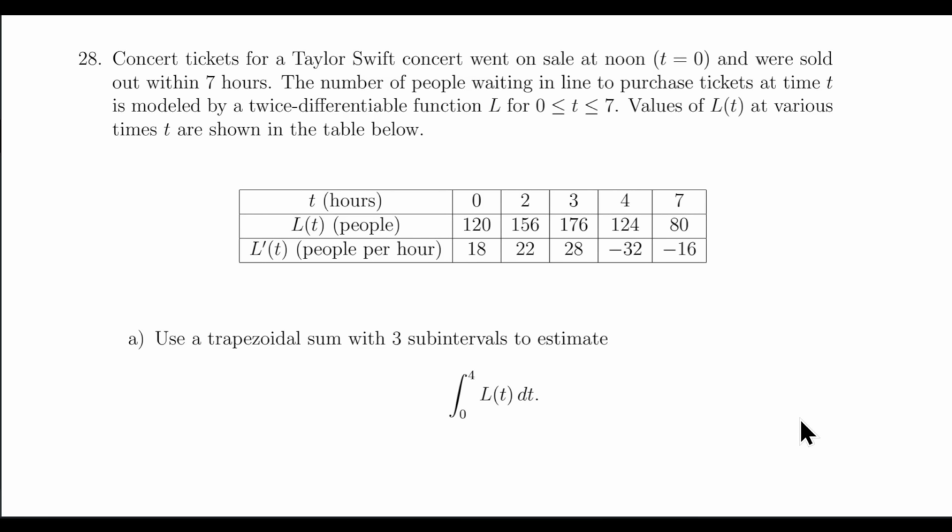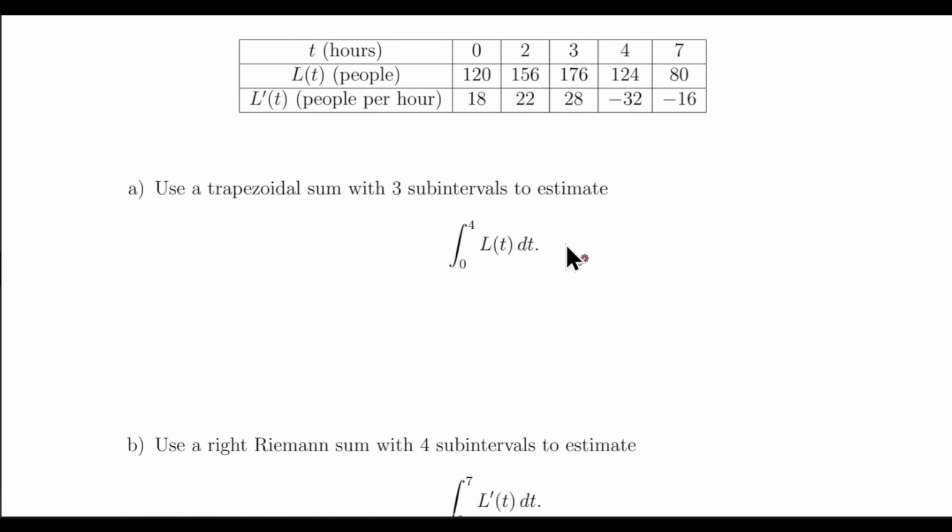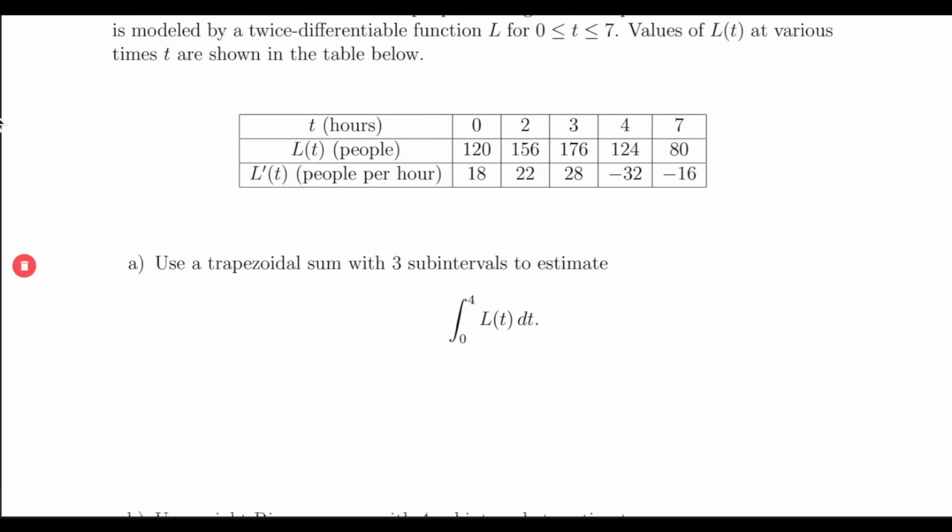All right, guys, question number 28 is on the trapezoidal Riemann sum and all those guys. So, concert tickets for a Taylor Swift concert went on sale at t equals 0 and sold out within 7 hours. You can see that for some times we are given the number of people who are waiting in the line and the rate at which the number of people is changing per hour. You have to use a trapezoidal sum with three subintervals to estimate this. Okay, so 0 to 4, clearly 3 subintervals will be: the first interval is 0 to 2, then 2 to 3, and then 3 to 4 over here.